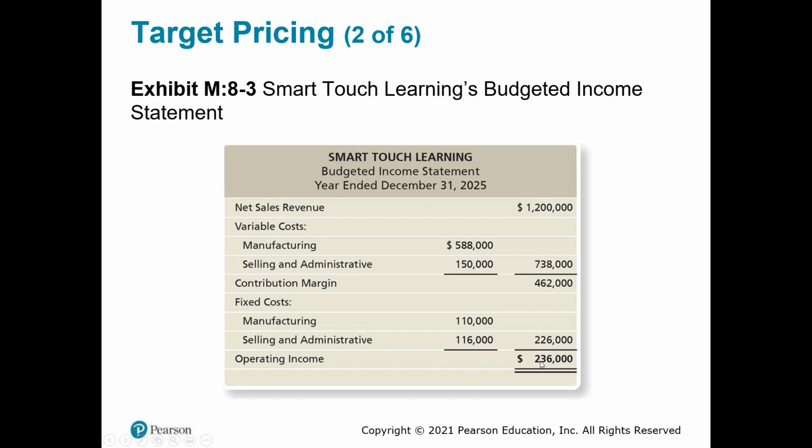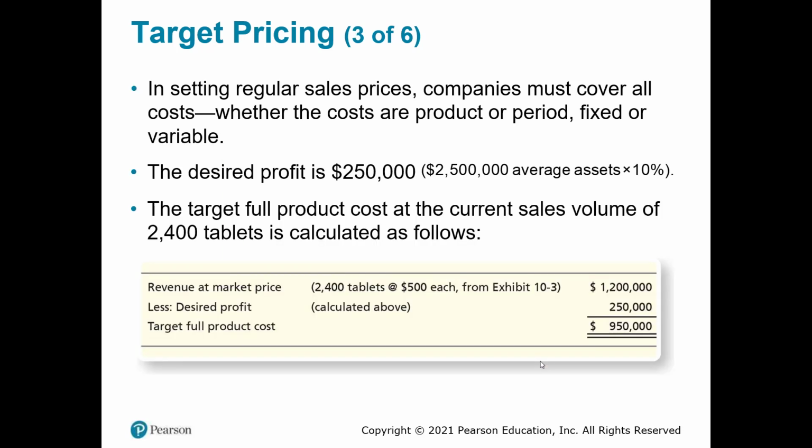We're not, according to our budget as it's currently set up, going to have operating income equal to the profit that our owners want us to have. We are $14,000 too light in this case.